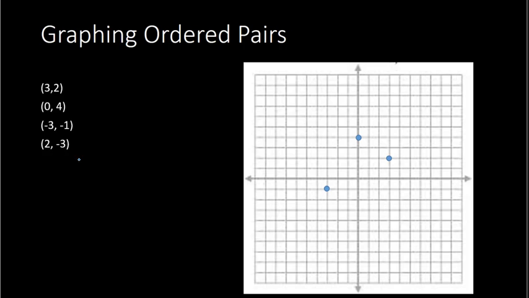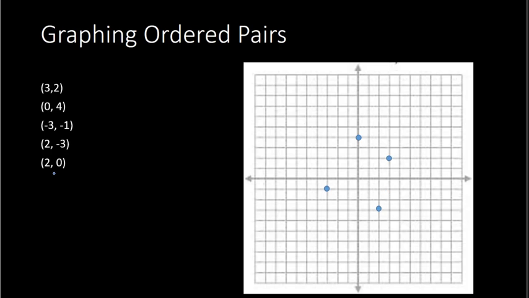If I had (2, -3), x is 2 and y is -3. So 2 would be in the positive direction for x, which would take it to the right. 3 is negative, and that is your y value. So y is negative when it goes down. So it goes down 3. And that takes me right there. So 2 to the right and 3 down.